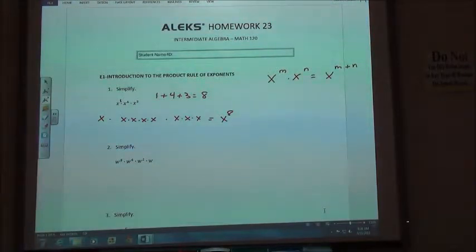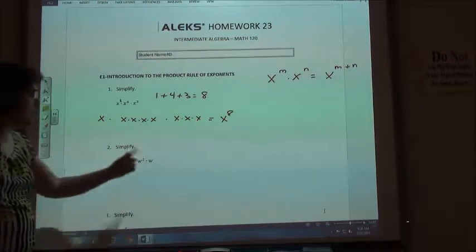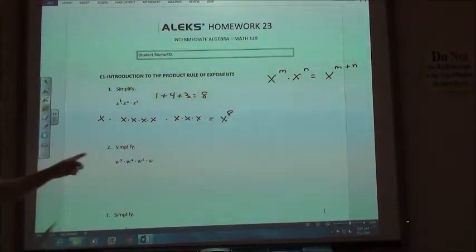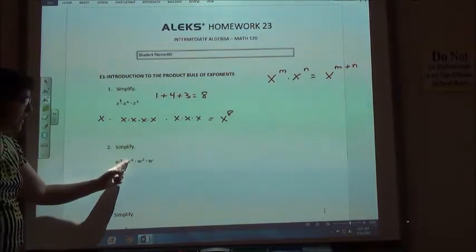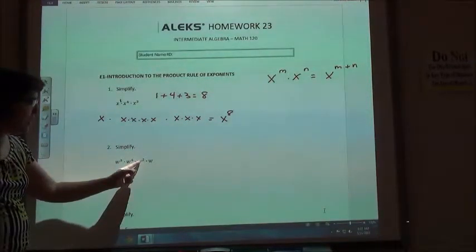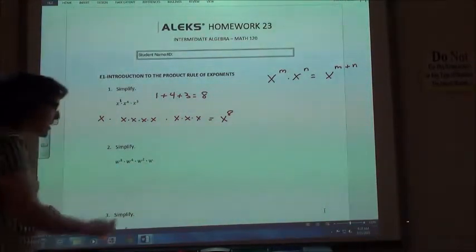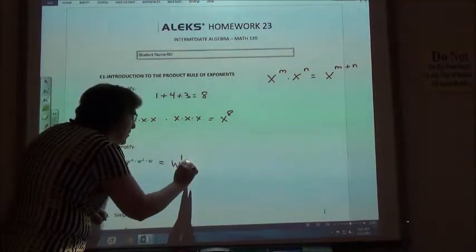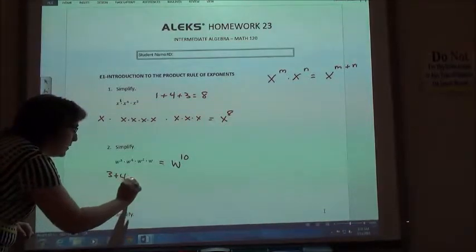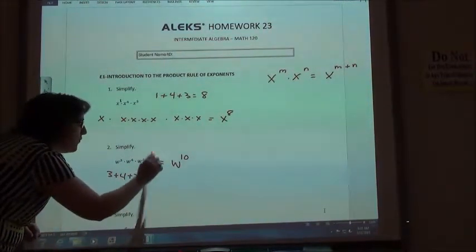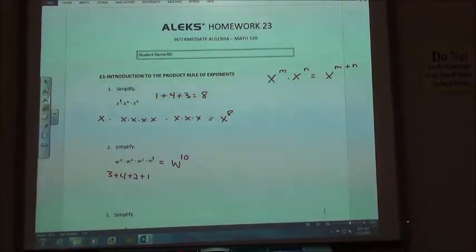Number 2 says we're going to take w to the third times w to the fourth times w squared times w. Basically, I'm just going to add my exponents. 3 plus 4 is 7, 7 plus 2 would be 9, 9 plus 1 would be 10. So I'm going to get w to the 10th power: 3 plus 4 plus 2 plus 1. Don't forget about the w as being w to the first power.